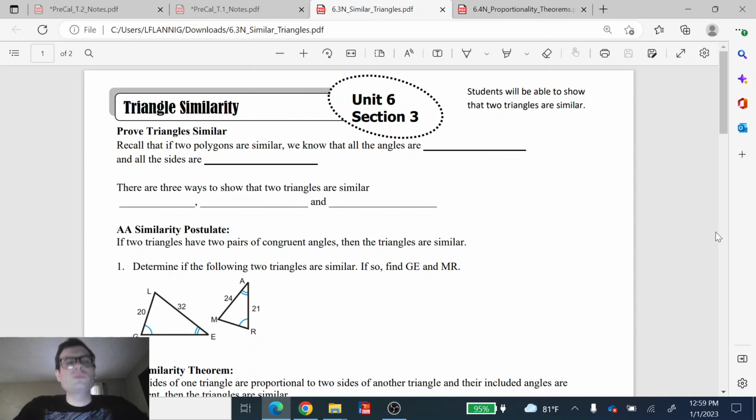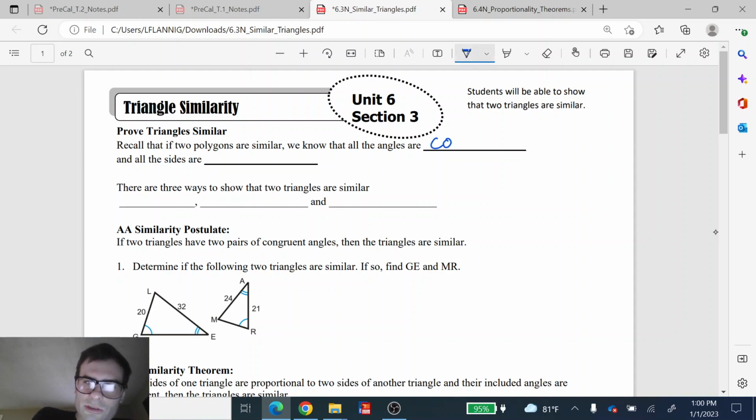So the first thing we're going to do is talk about proving triangles similar. Recall that if two polygons are similar, polygons shapes, we know that their angles are congruent. So we're going to write congruent here on the space. Do this with me. Just for the future, if I write something down, I think you should as well. And all the sides are similar.